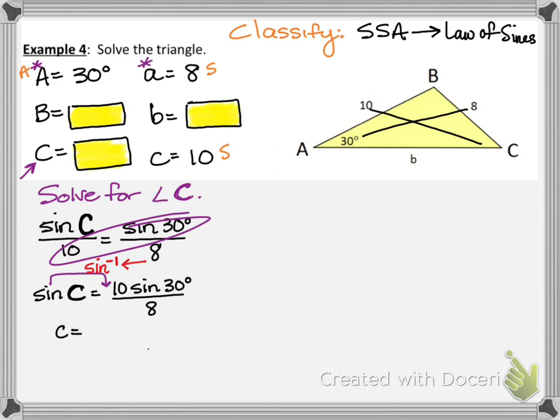Capital C will end up being, let's see, for this particular problem, the answer was 38.68 degrees. So angle C should be 38.68 degrees. So you will come up here and fill in your box. Okay? So type sine inverse, and then it should have an automatic open parentheses. Type this out, 10 sine 30 over 8. Close parentheses, hit enter, and you're going to get 38.68.